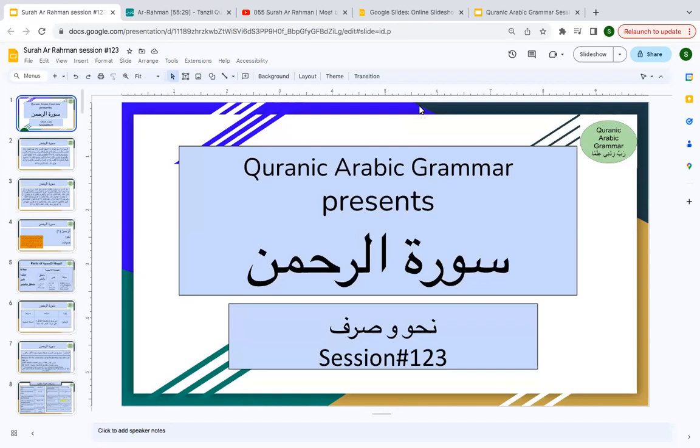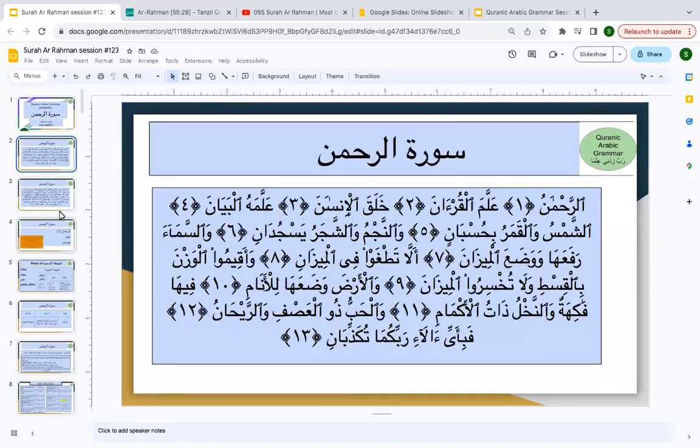Ameen ya Rabbal Alameen. So here we are with our Surah Ar-Rahman, session number 3, and session number 123 for our Quranic Arabic grammar. So let's start. Bismillah. Usually this is session number 4 for our Surah Ar-Rahman. So let's start with our verses for today.